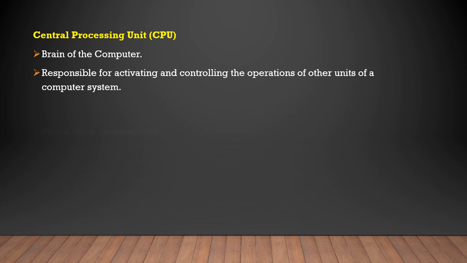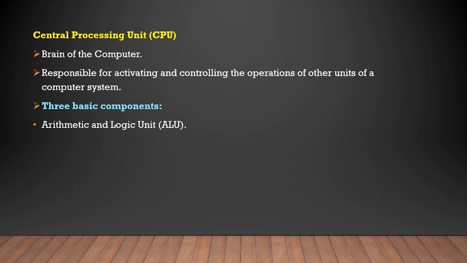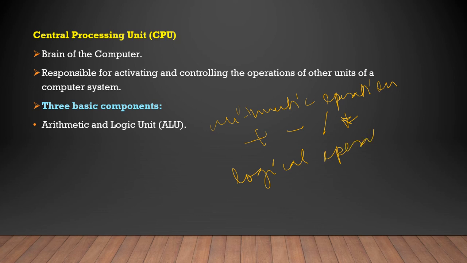The CPU consists of three basic components. First one is the arithmetic and logic unit, that is ALU. ALU does arithmetic calculations and takes logical decisions. That is, it performs all arithmetic operations like plus, minus, division, multiplication, and logical operations like less than, greater than, equals to, less than equals to, greater than equals to.